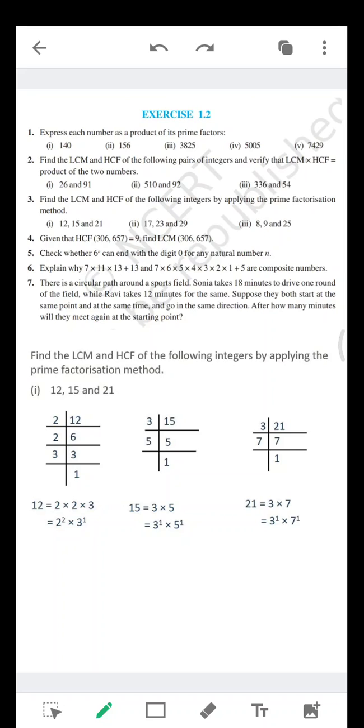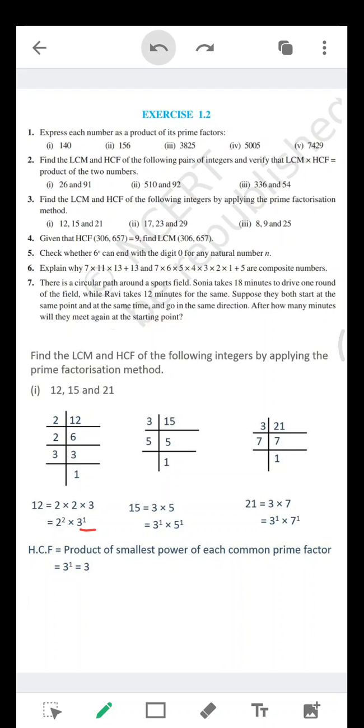So finding the SCF is the same as what we did just now. What is common in all of this? 3. Yes, 3 power 1 is common in all. So SCF, this is the statement you should always remember: SCF will be the product of the smallest power of each common prime factor. What is the common factor in this? 3. So the product of the smallest power of each common prime factor: here common is 3, so SCF is 3.